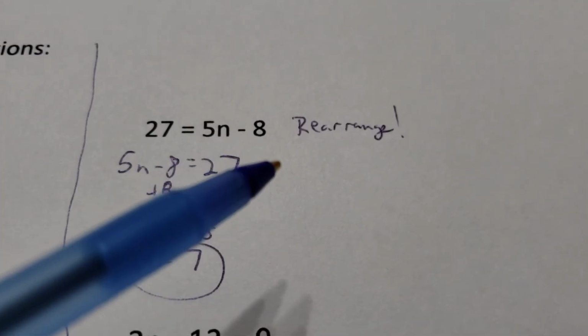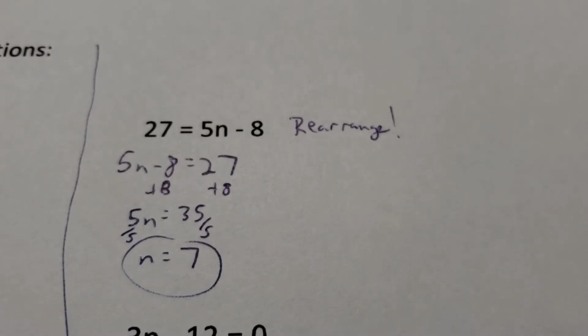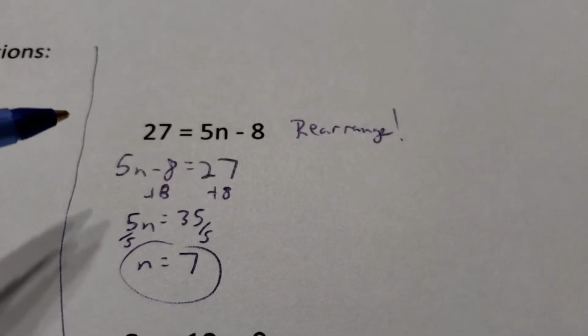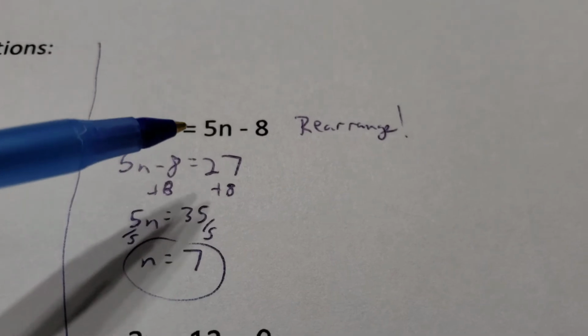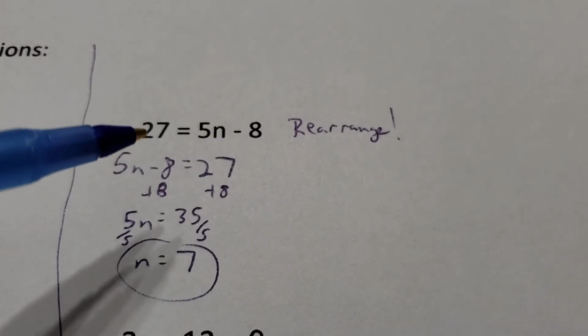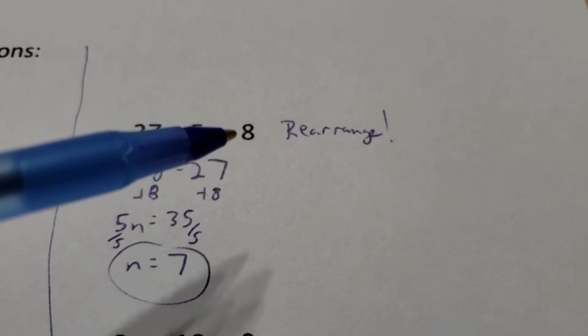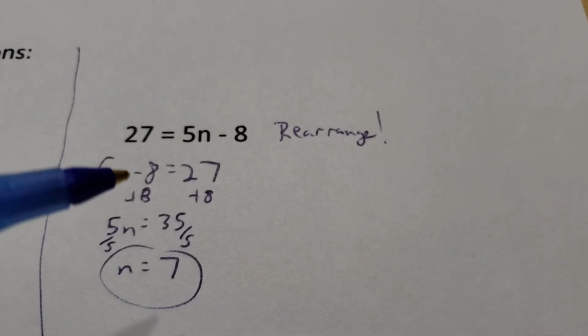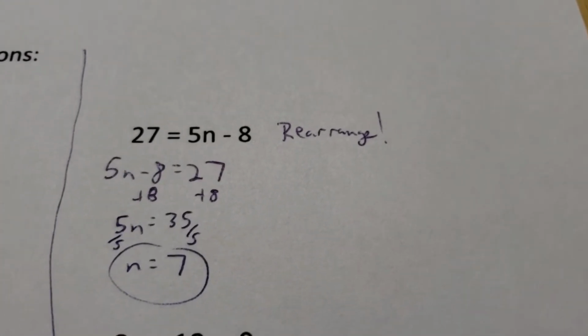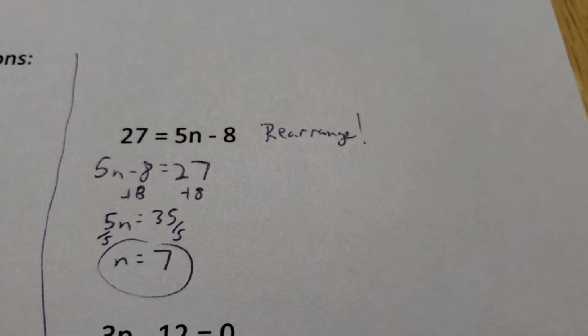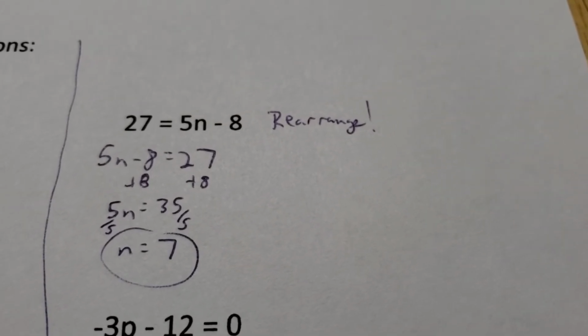Now, sometimes the variable will be on the right-hand side. A lot of times you'll solve them on the left-hand side, so it's okay to flip it around. 27 equals 5n minus 8. Well, this side is equal to this side. So if you put the 5n minus 8 first and then the 27 on the back end of it, it's not going to make any difference. They're still both equal to each other. It's the exact same thing, just on opposite sides now.